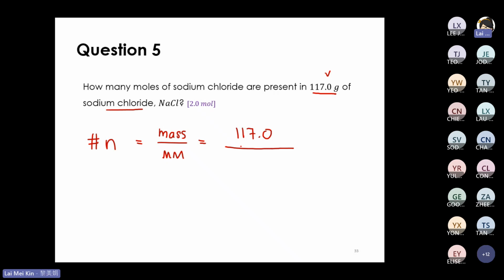What molar mass are you using? Molar mass of what? Sodium chloride. Okay, so what is sodium? 22.99, according to the periodic table. Remember yesterday we learned to read the molar mass, we learned to read relative atomic masses. What about chlorine? Okay, 35.5. Very good. Okay, so what do you get?